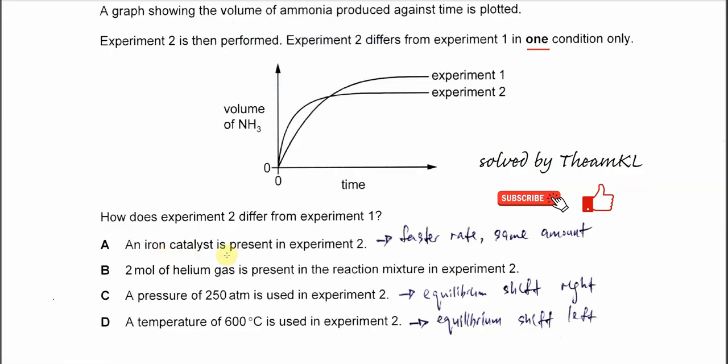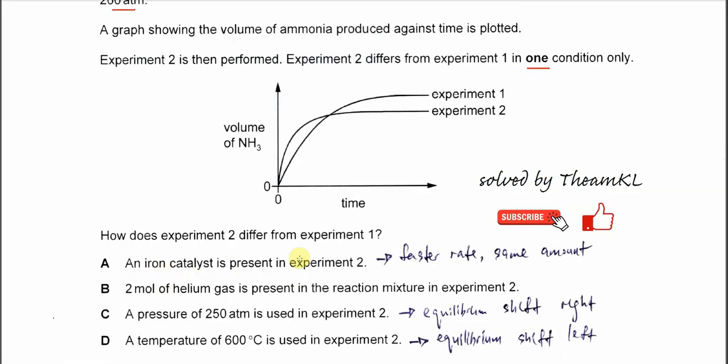The iron catalyst is present in experiment 2. So obviously this is not really the answer. We know that catalysts can promote the reaction, make it faster, but it will not change the composition. So from experiment 1 and 2, we know that the amount of the product, ammonia, is different. Therefore, A is not a suitable answer, because the amount is different.